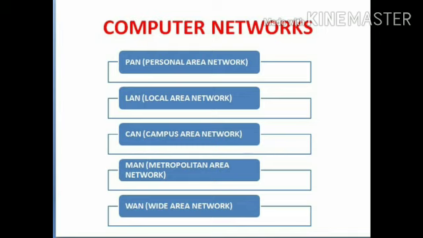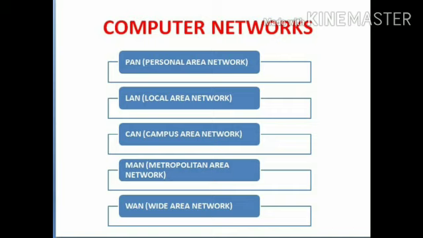Our next important topic is types of networks. Depending upon the geographical area covered by a network, there are various types of networks. First is personal area network, means PAN. PAN is a computer network that covers a small area of about 10 meters, about 30 feet. It is used for communication among devices such as laptops, mobile phones, PDA, or smartphones. Personal area networks can either be wired or wireless.